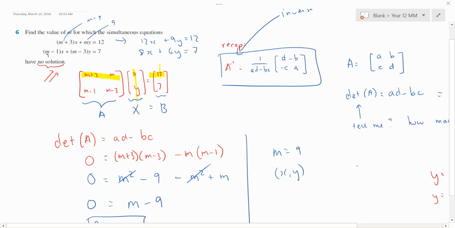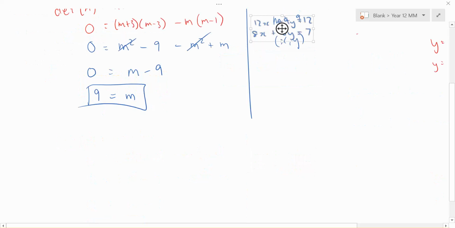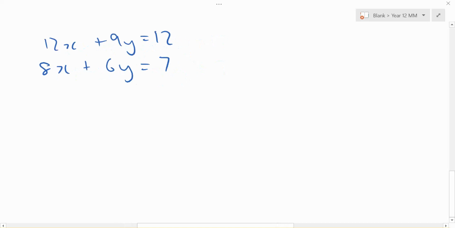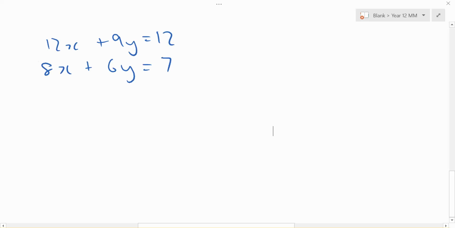Rearrange it, check if they're the same equations or not. Okay, so I'm just going to take this line and move it away. So let's move this down so we can analyze it. Here we go, let's analyze that. We've got 12x plus 9y equals 12. If you rearrange it, you get what?